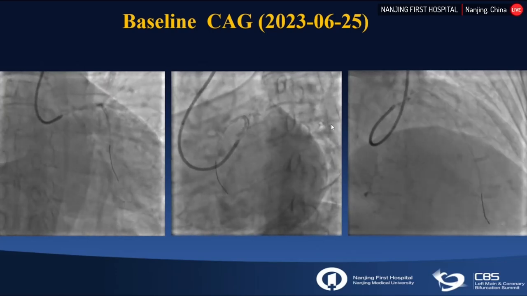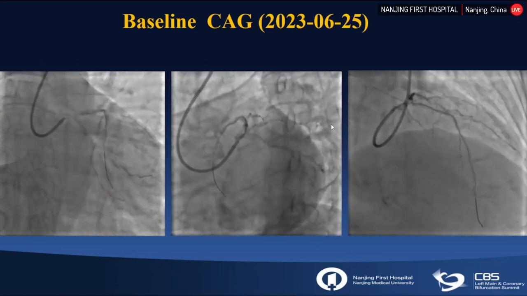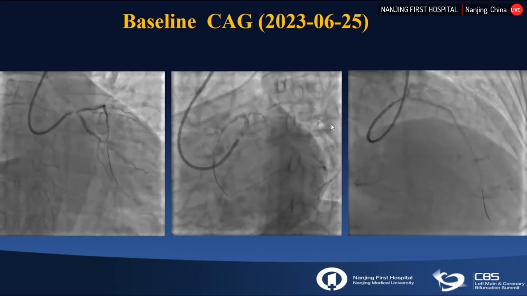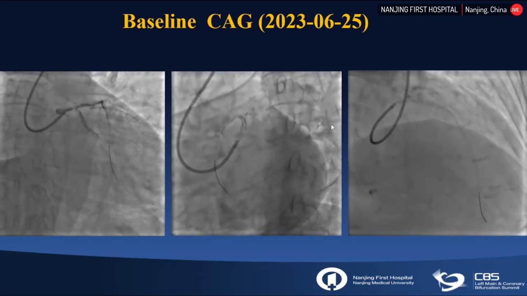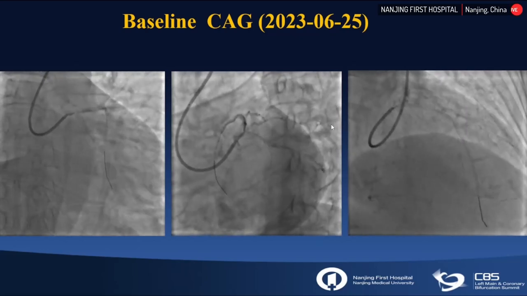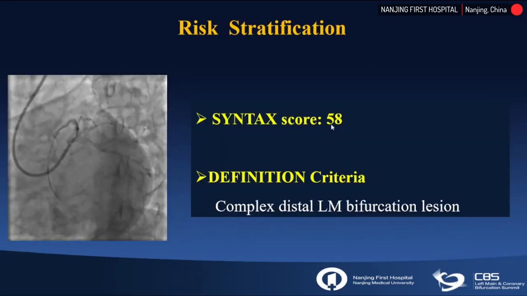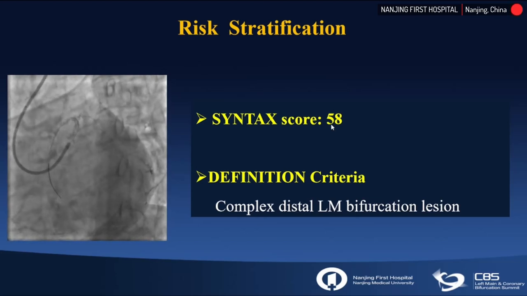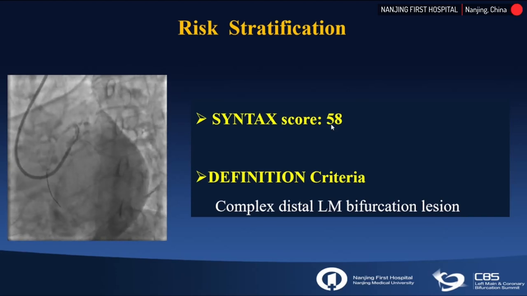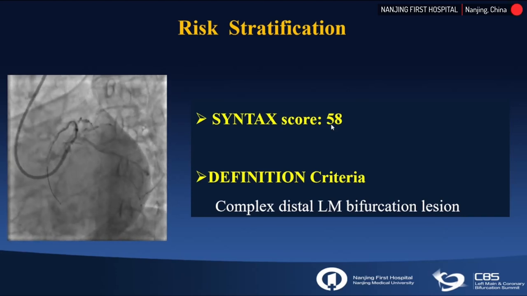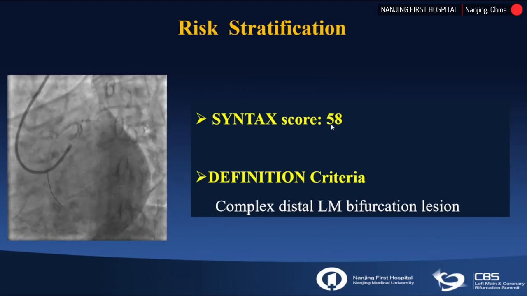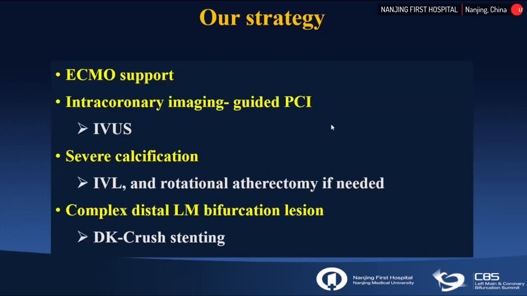From the AP cranial view, we could find diffuse moderate to severe stenosis in the LAD with severe calcification. It also involved the first diagonal, two bifurcations: the LAD-first diagonal bifurcation and the distal left main bifurcation. Next. The SYNTAX score for this patient is 58. According to the definition criteria proposed by Professor Chen Shaoliang, the distal left main bifurcation belongs to complex distal left main bifurcation lesion.